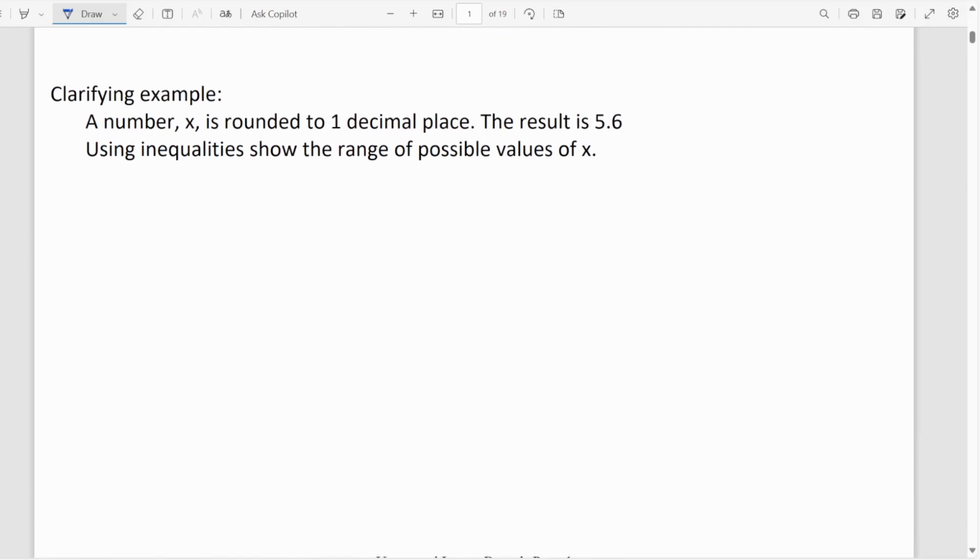Let's look at this example. A number x is rounded to 1 decimal place. The result is 5.6. So firstly, this is the unit of round basically, and the result is 5.6. Using inequalities, show the range of possible values of x. Okay. So when he's asking me to show the range of possible values of x using inequalities, he's asking about what are the possibilities of x before it got rounded. So we basically want to find the error interval.